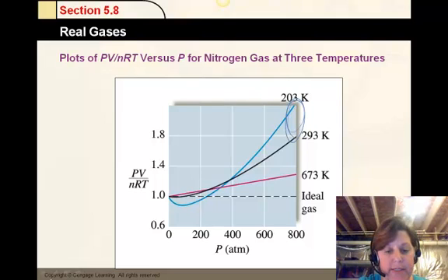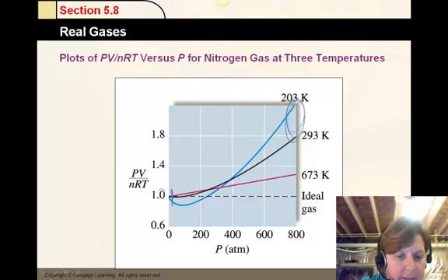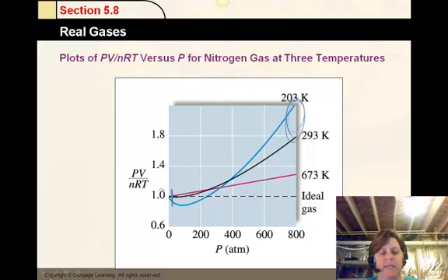You notice atmospheric pressure, 1 atmosphere, way down here somewhere, is what we tend to be dealing with. So you can see in the average kinds of pressures we would have, most gases act like an ideal gas. Only when you have extremely high pressures do things change.